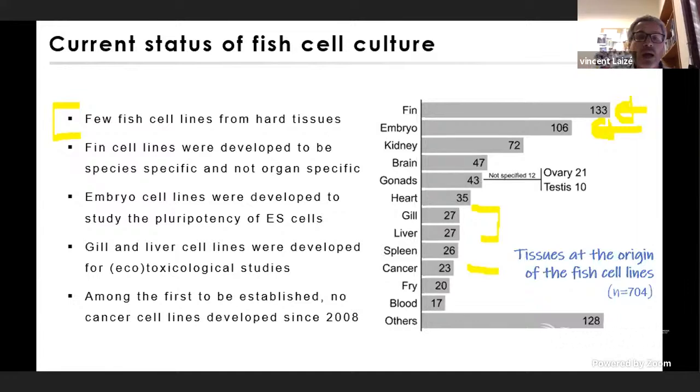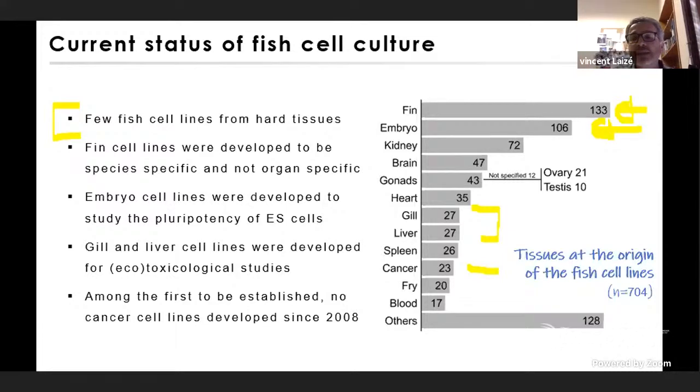Now, a small word about cancer cell lines. This is a very atypical group, okay? They were among the first fish cells to be developed. And I think in the 90s, we had some cell lines from goldfish. But since 2008, there is not one single cell line derived from cancerous tissue, from tumor tissue.